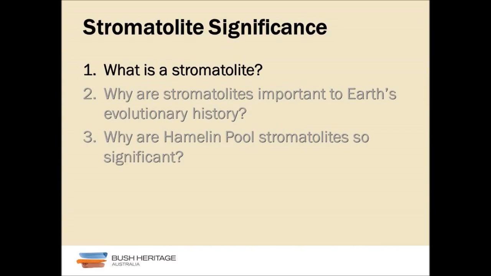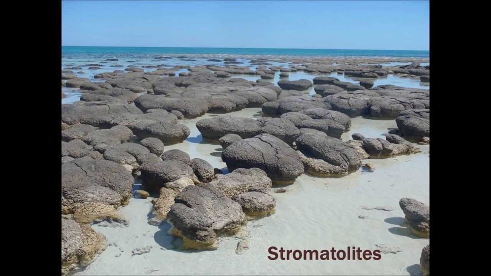The technical definition for a stromatolite is an organosedimentary deposit that accretes by the trapping and binding of microorganisms or the precipitation of calcium carbonate through metabolic processes. Okay, so how does a stromatolite accrete?